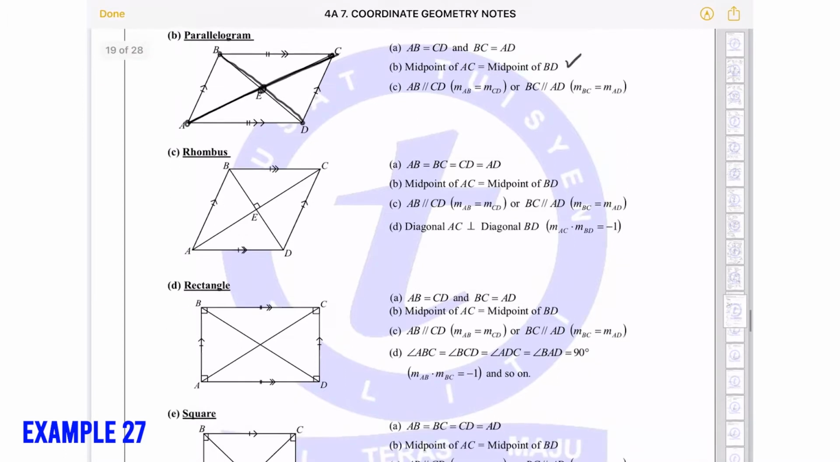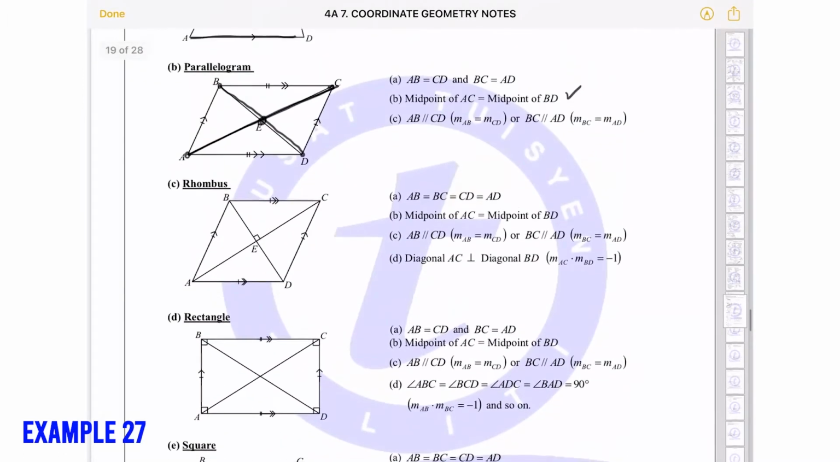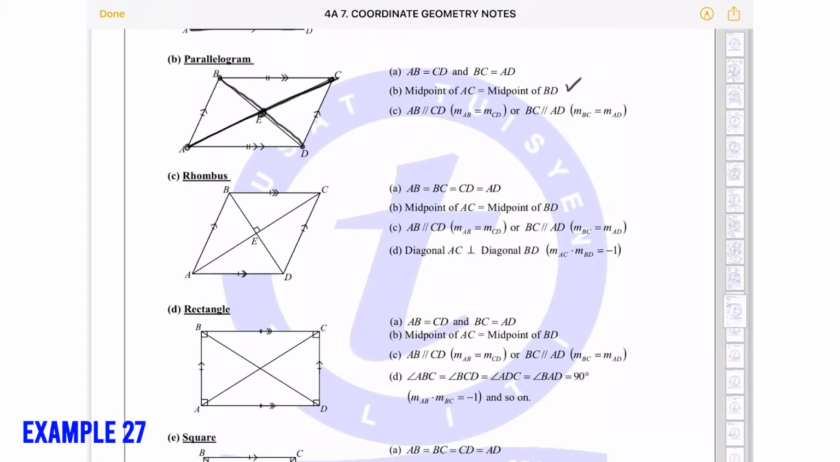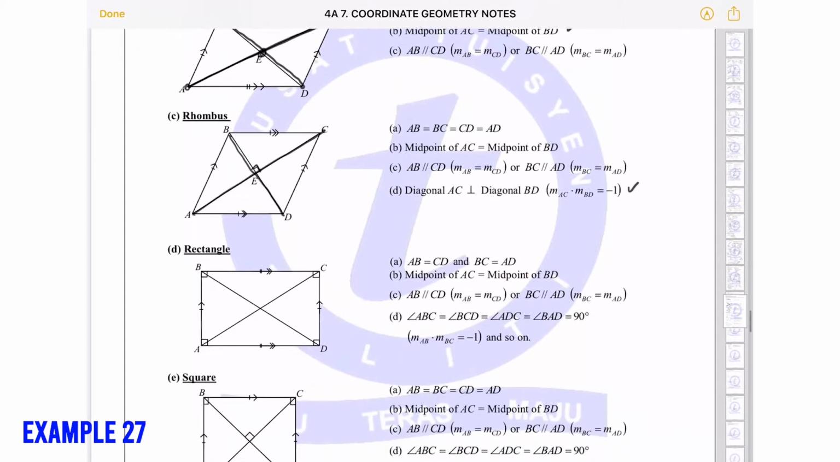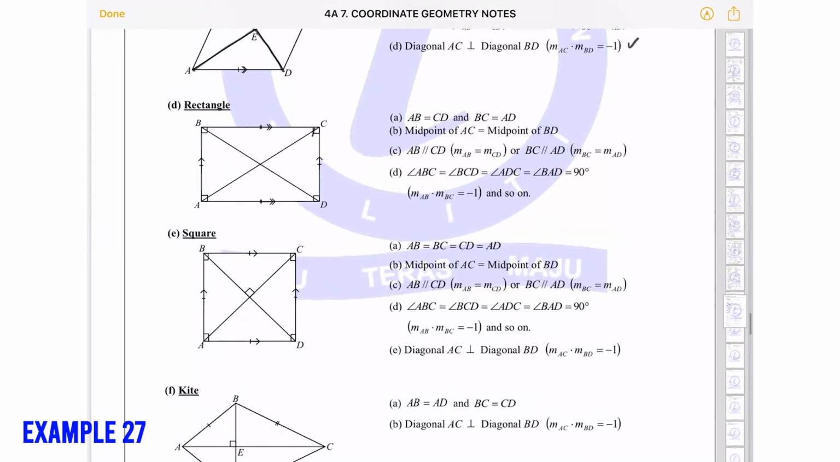A rhombus is actually similar to a parallelogram. The difference is again the diagonals are perpendicular at the center here. So you can see the diagonals are perpendicular. When you multiply the gradients m1 and m2, the result must be -1. How about rectangle? A rectangle is actually a type of parallelogram, but it's perpendicular at the edge here. So we can say that gradient BC equals gradient AD, gradient AB equals gradient DC, and so on.